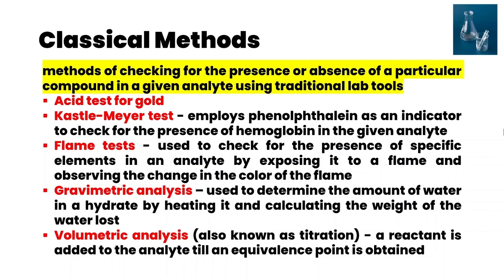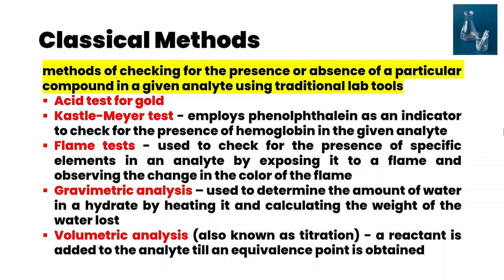Castle-Meyer test. This employs phenolphthalein, a kind of indicator, to check the presence of hemoglobin in a given analyte, especially when blood is involved. Flame test. It is used to check for the presence of specific elements in an analyte by exposing it to a flame and observing the change in the color of the flame, because every element has a unique pattern and coloration. Gravimetric analysis. This is used to determine the amount of water in a hydrate by heating it and calculating the weight of the water loss.